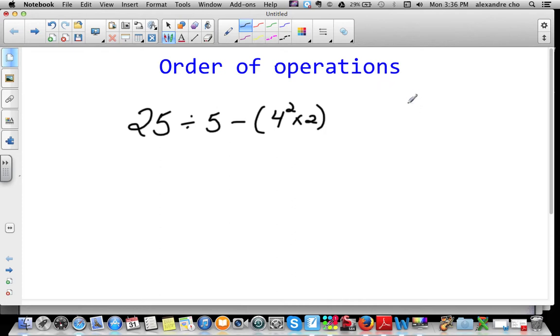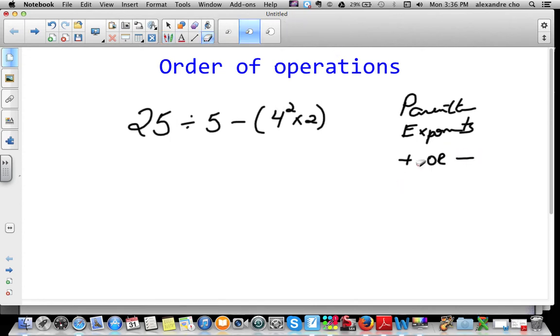Order of operations says three things. It's parentheses first, okay, exponents second, it's addition or subtraction from left to right. Oh, no, it's not. It's multiplication or division. Please remember that, from left to right, and then addition or subtraction from left to right. Okay, so that's always the order.